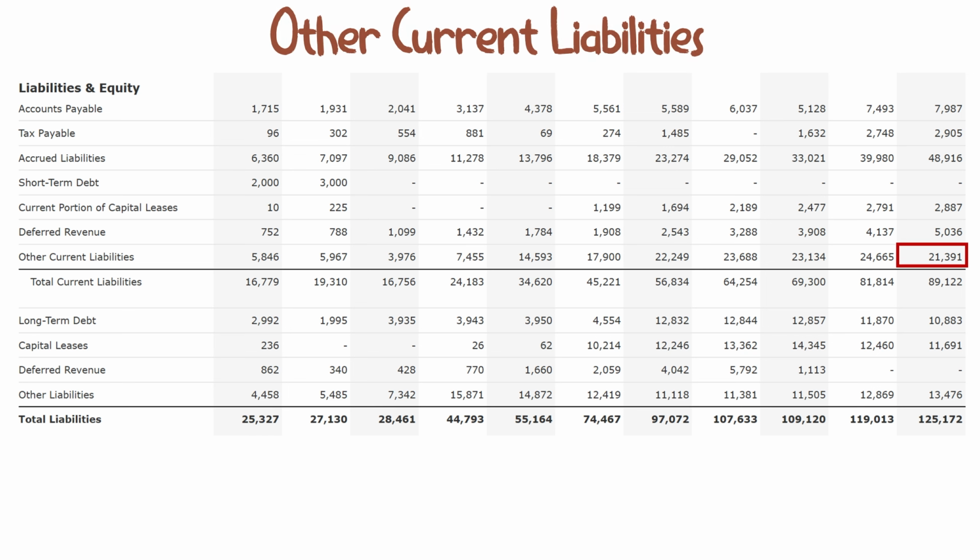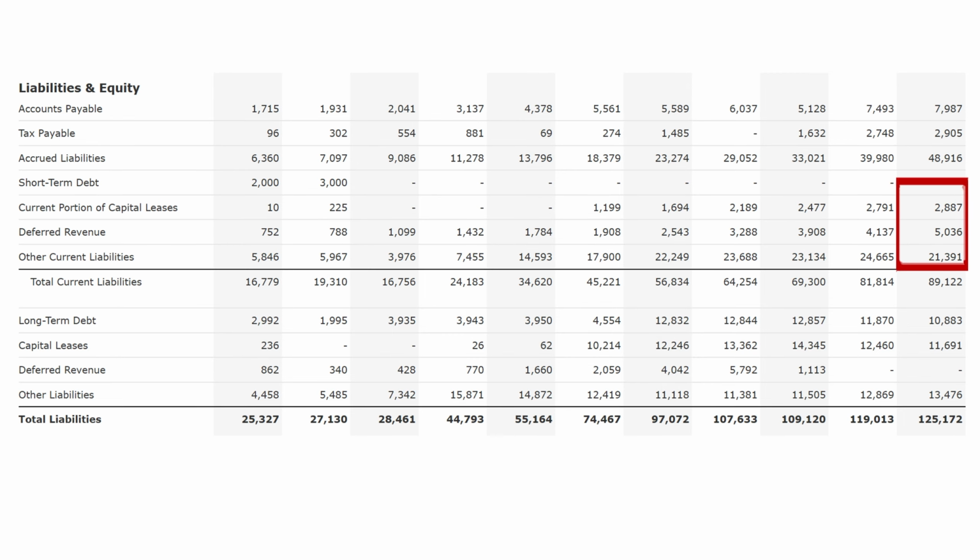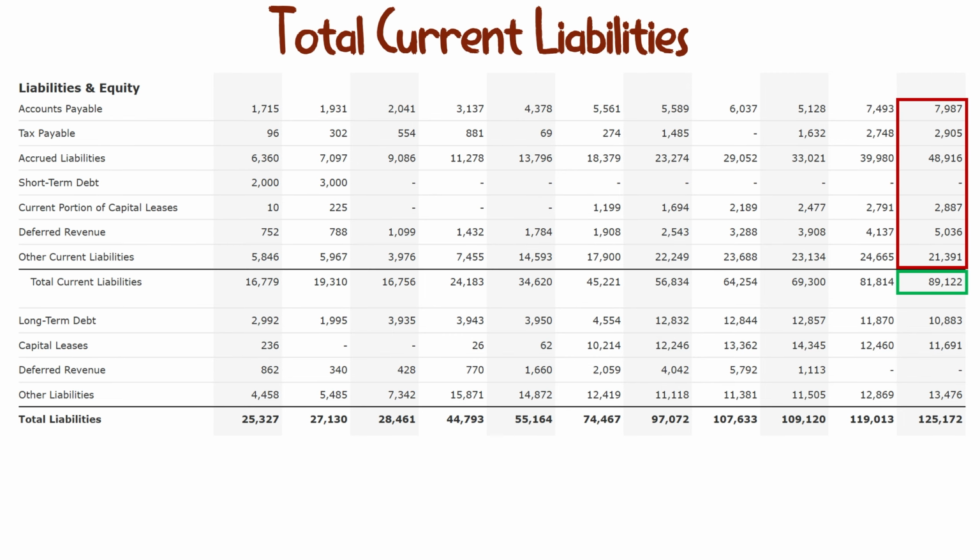Other current liabilities totals $21.3 billion. This is a catch-all category for any short-term obligations that don't fit into the specific categories we have covered. When we add up all these current liabilities, accounts payable, taxes, short-term debt, deferred revenue, and others, we get total current liabilities of $89.1 billion. This represents everything Alphabet must pay or fulfill within the next 12 months.